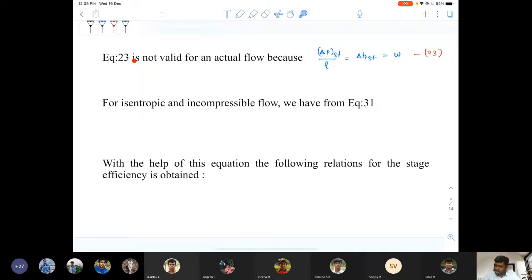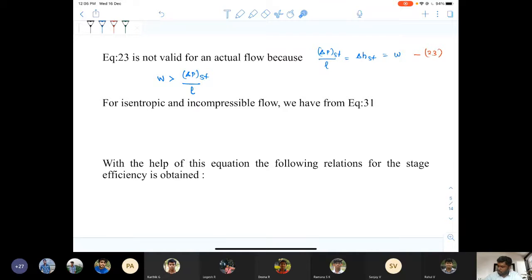That is, equation 23 is not valid for the actual flow, because delta P at the stage by rho equal to delta H at the stage equal to W does not hold for the irreversible adiabatic process. For an irreversible adiabatic process, you cannot use this equation. Therefore, the work W will be greater than delta P at the stage divided by rho.